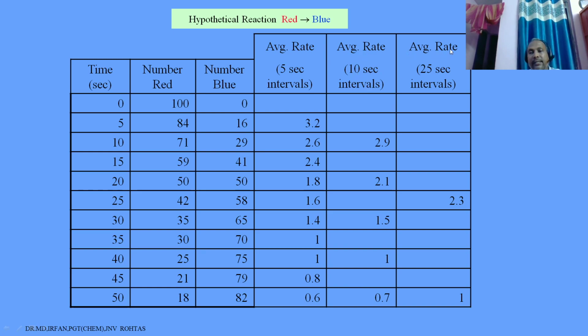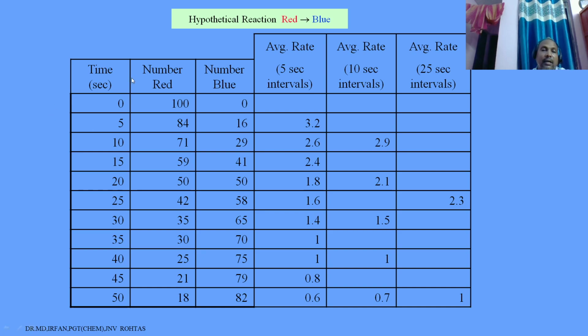Here we have calculated average rate in 25-second interval. आइए हम लोग देखते हैं 0 से 5 के बीच में, ये कितना पहले 100 था, 5 सेकंड के बाद यह 84 हो गया. कितने मोलिकुल्स ये मिले? 16 मोलिकुल्स मिल गया. तो 5 सेकंड के टाइम इंटरवल में हम लोग एवरेज रेट निकाल सकते हैं.